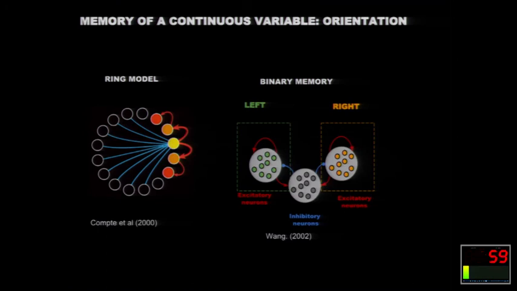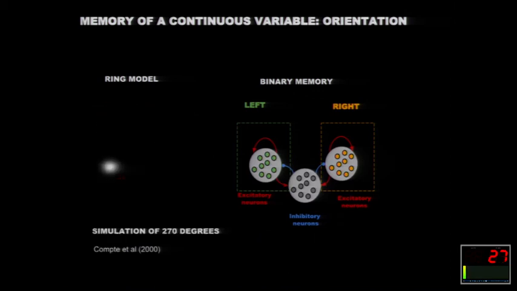But this is only for a binary choice, left or right, but you might want to store in your memory which direction it was. So Compte et al. in 2000 developed a model which is very similar to this one, but now we have several populations of neurons, and each one is selective to one direction. For example, this one is selective to 0 degrees. So this is the activity when there is a stimulus of 0 degrees, now this is the whole ring, and this is the activity when the stimulus is 270 degrees.